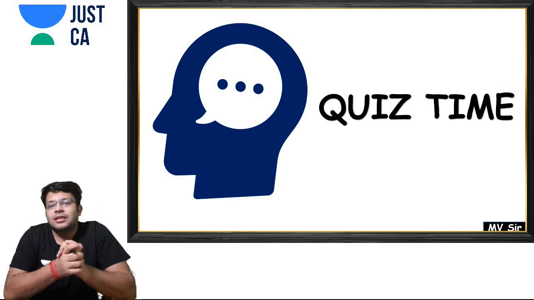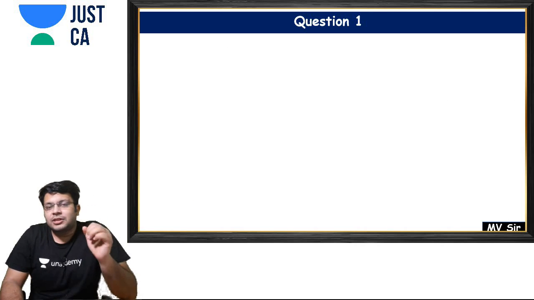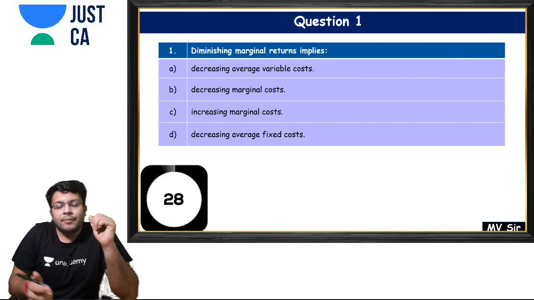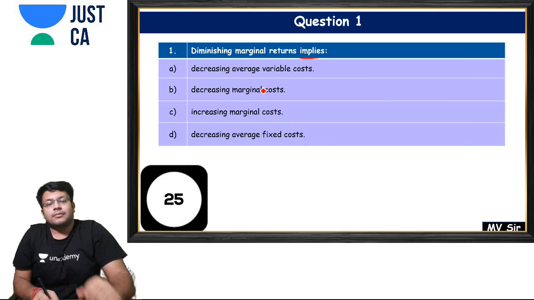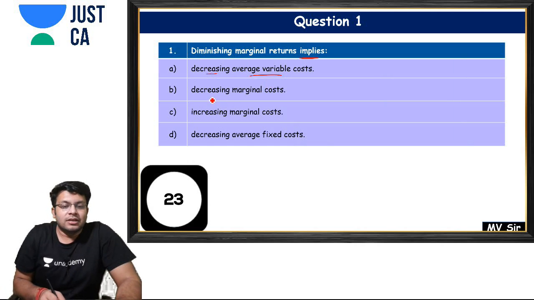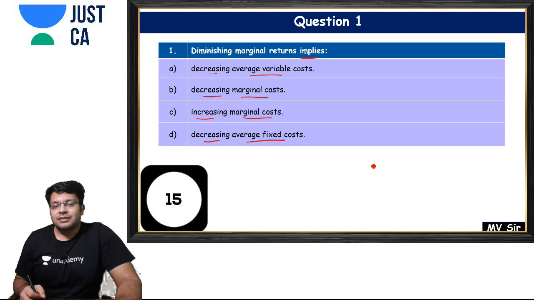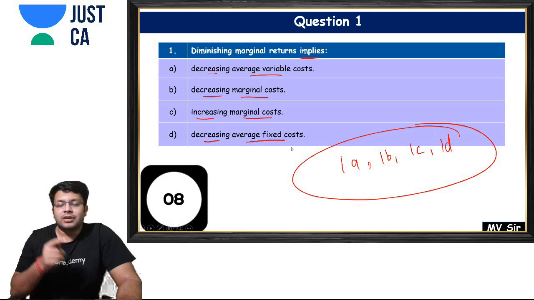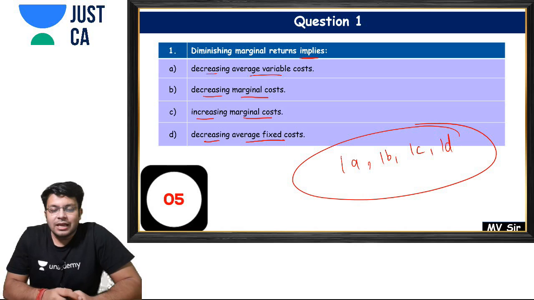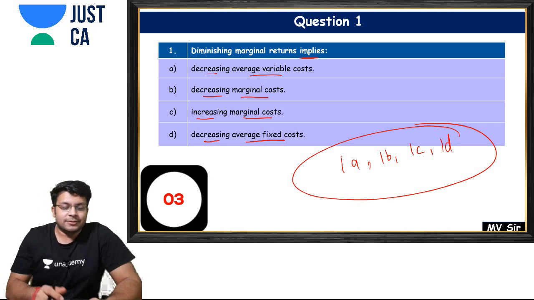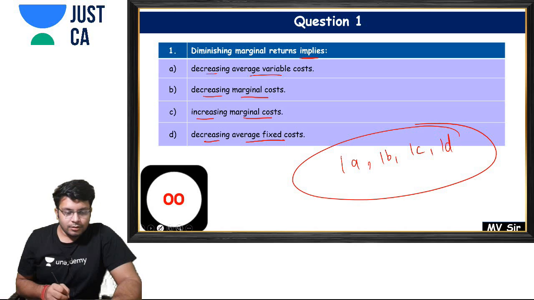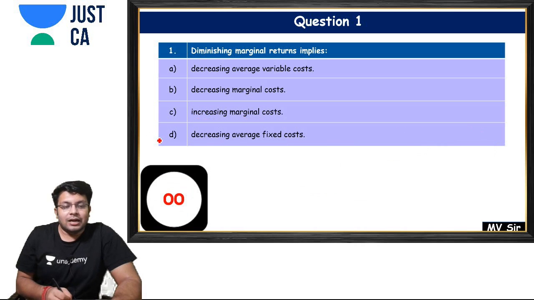So let's start with the quiz time. The first question of quiz time is: the diminishing marginal returns implies option A, decreasing average variable cost, option B, decreasing marginal cost, option C, increasing marginal cost, or option D, decreasing average fixed cost. Please write in the comment section whether the answer is 1A, 1B, 1C, or 1D. Yes, what is the answer? The answer is option C.